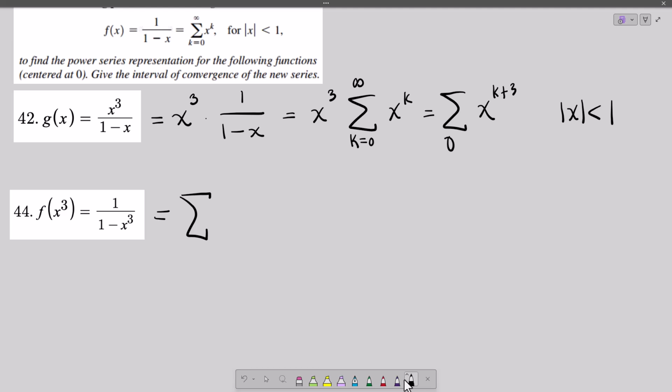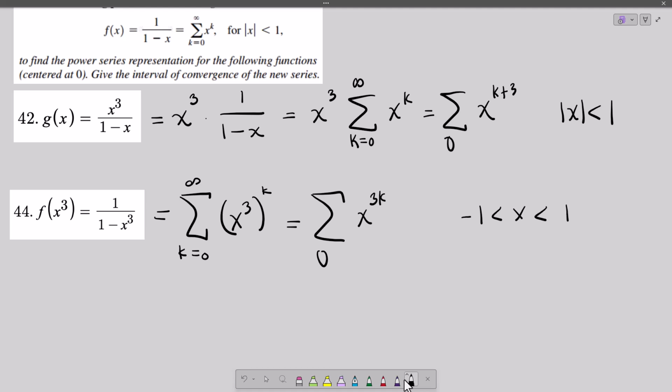Replace that x with x cubed on the inside. All right, and that we can simplify to just x to the 3k. Starts at 0. So that is the new power series. That is the power series for 1 divided by 1 minus x cubed. Interval of convergence. There's our original interval of convergence. The original interval of convergence, if I expand it, is that.